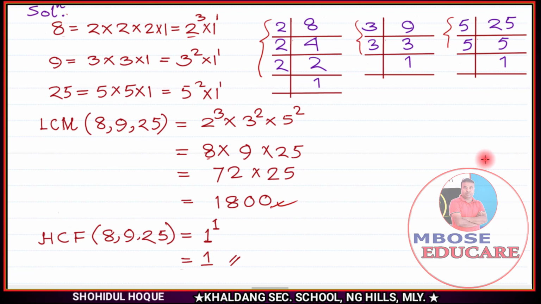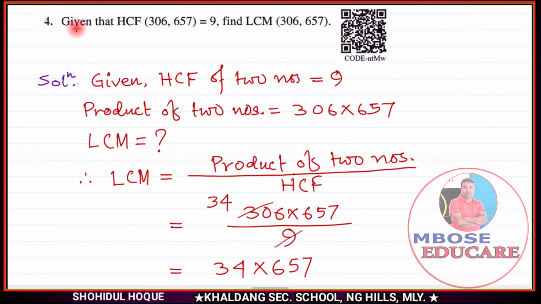Now we have to solve question number 4. This is question number 4. In question number 4 it is said, given that HCF of 306 and 657 is equal to 9, find LCM of 306 and 657. It means there are two numbers, 306 and 657. The HCF of these two numbers is 9. We have to find out the LCM of the same.